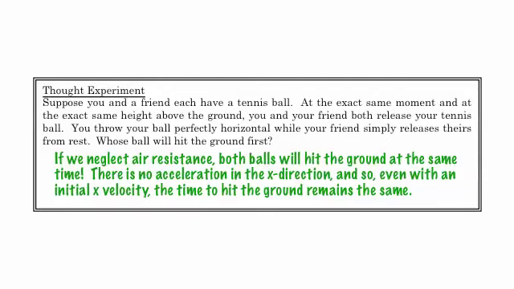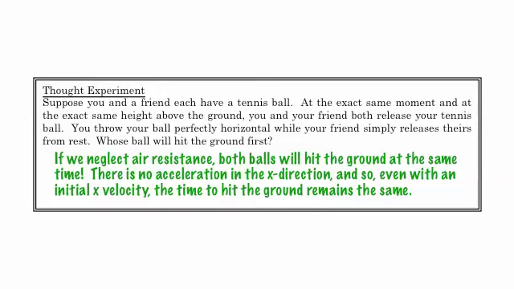There's no acceleration in the x direction. And so even with an initial x velocity, the time to hit the ground is the same. And of course the question is why? Why is the time to hit the ground the same? If you think about the distance between your ball and the ground and the distance between your friend's ball and the ground, it is the same.